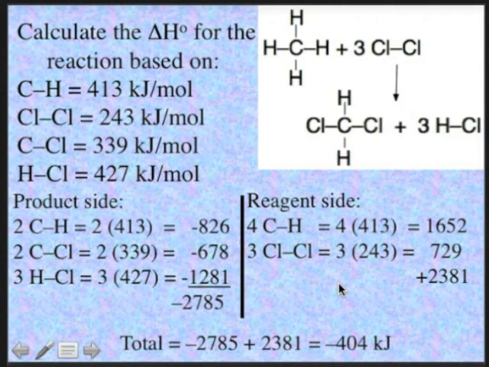Now, don't make the mistake of doing it the old way with products minus reactants. Don't do that. In this technique, you take the sum of one and the sum of the other and you add them together, just keeping in mind that on the product side the total is going to be negative. On the reagent side, the total is going to be positive, and you add them together. In this case, you get minus 404 kilojoules. This is an exothermic reaction with 404 kilojoules produced.